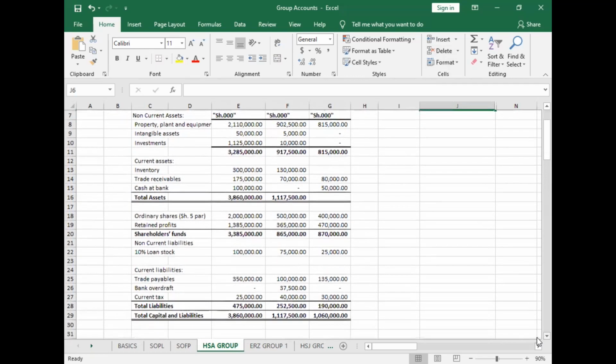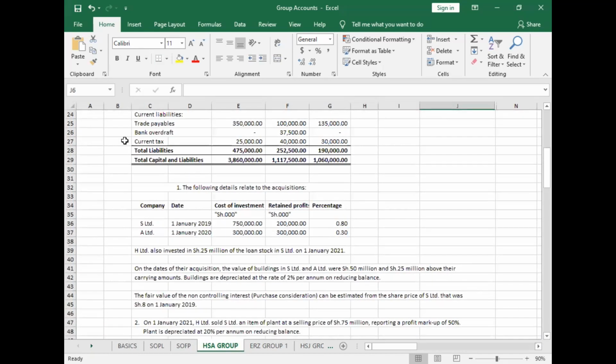Then you've been given the statement, so I will not read the statement. We'll go to additional information. On additional information, the following details relate to the acquisition, isn't it? So you've been told of the cost, the date, the company, the retained earnings, profit, isn't it? So these ones are the pre-acquisition retained profit, isn't it? And then you have the percentage holding, isn't it? So you can see S is a subsidiary, while A will be an associate, because it's 30%, isn't it? Like above 50, subsidiary; 50, joint venture; below 50, associate, isn't it?